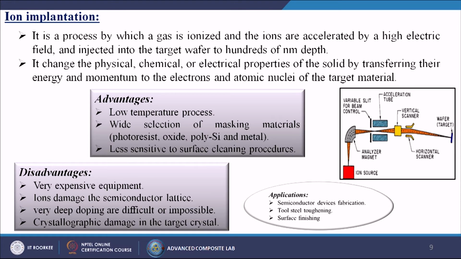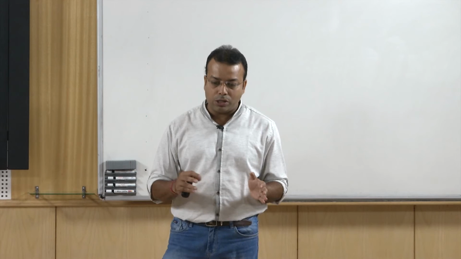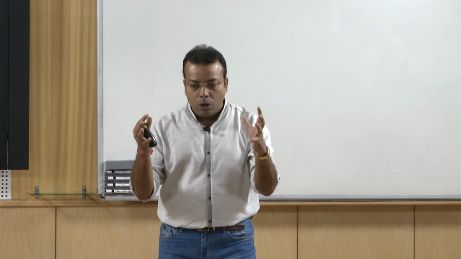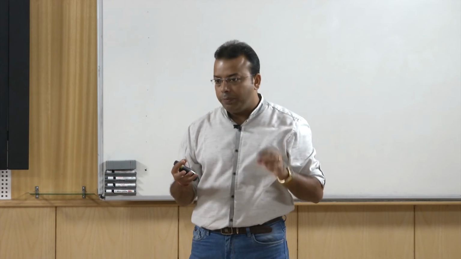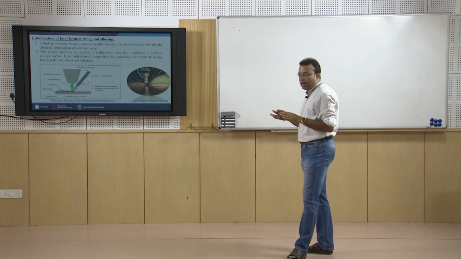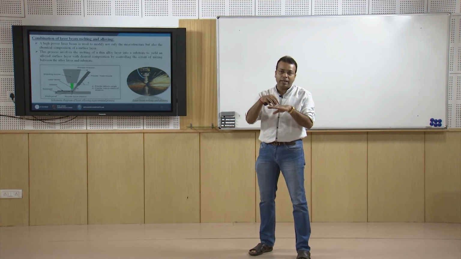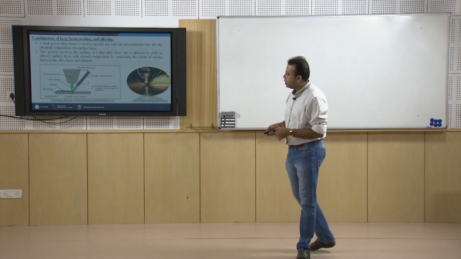Next one is called the combination of laser beam melting and alloying. In my last presentation I also discussed this a little bit. Here also we are doing the same thing: we use certain kinds of particles in powder form, and we put that powder onto the metal surface. Then by laser we give heat on that particular surface, so that the powder turns into liquid form and can deposit onto your metal surface.